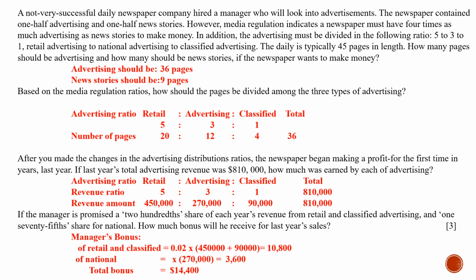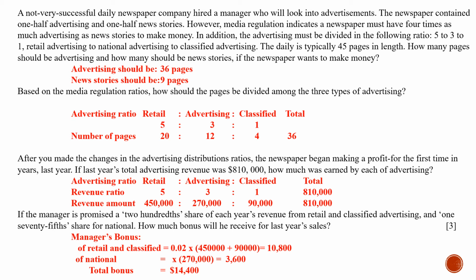Okay, let's look at the last part of the question. The newspaper contained 1/2 advertising and 1/2 news. However, media regulation indicates a newspaper must have 4 times as much advertising as news. So advertising to news is 4 to 1. Do you see that? Advertising to news 4 to 1. So 36 to 9. How do I get 36 to 9? You use ratio. 45 pages altogether, right? 4 is to 1, 5 parts altogether. So you use ratio, you will get 36 and 9.